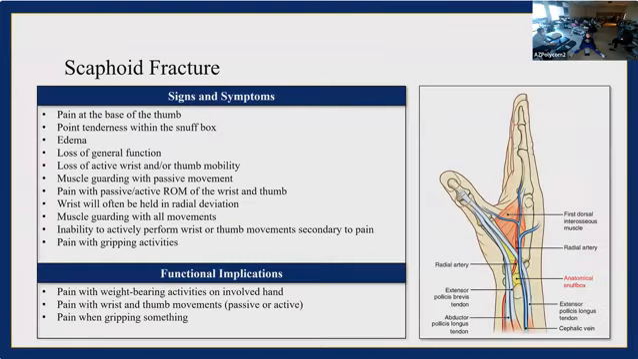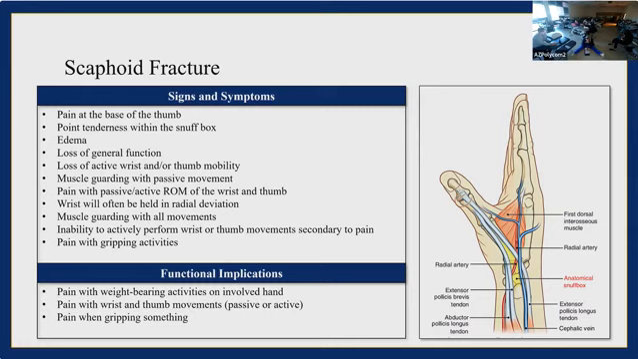So we move on. This is going to be more signs and symptoms of pain at the base of the thumb, point tenderness within the anatomical snuff box. Did you guys know what that is yet? Okay, very good. Edema, loss of function, loss of active wrist or thumb mobility, muscle guarding, pain with movement, things you would experience with maybe a fracture or a sprain.